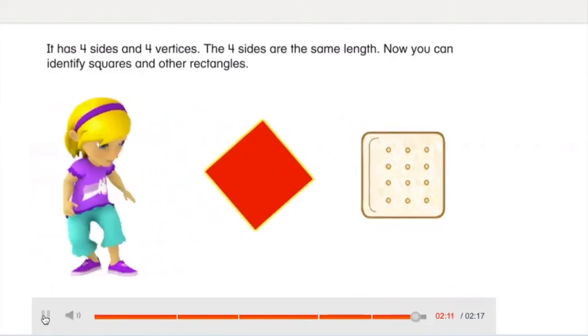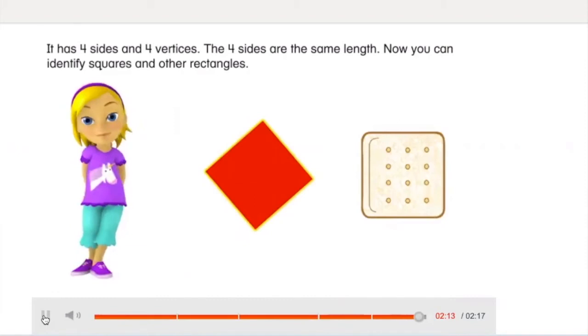Now you can identify squares and other rectangles. Great job. Let's think about hexagons.